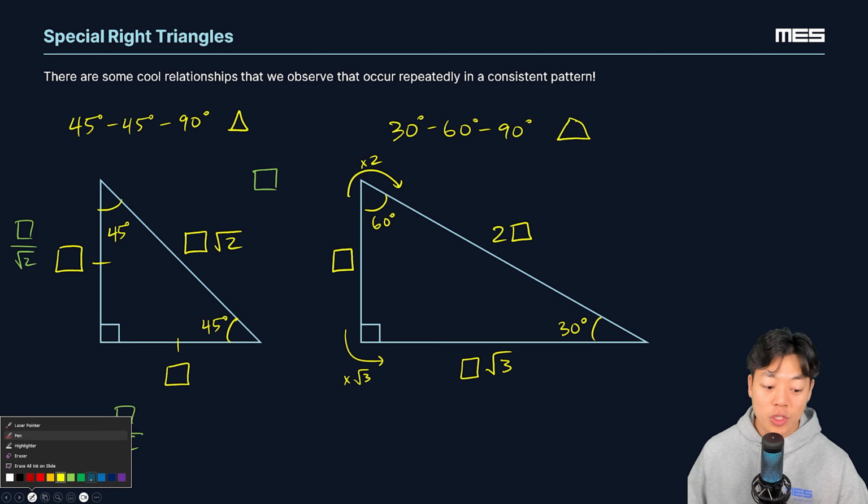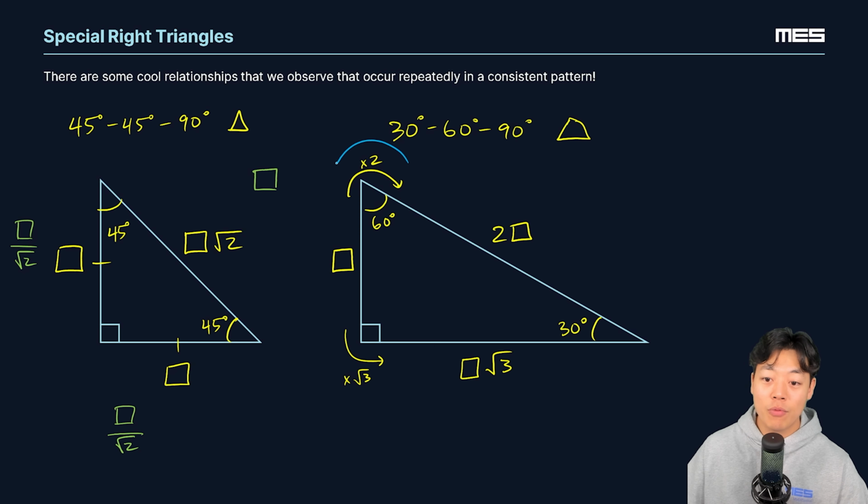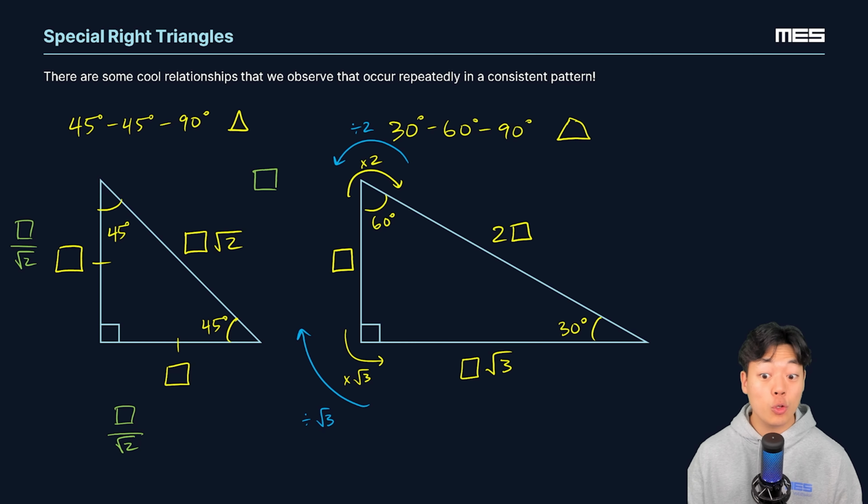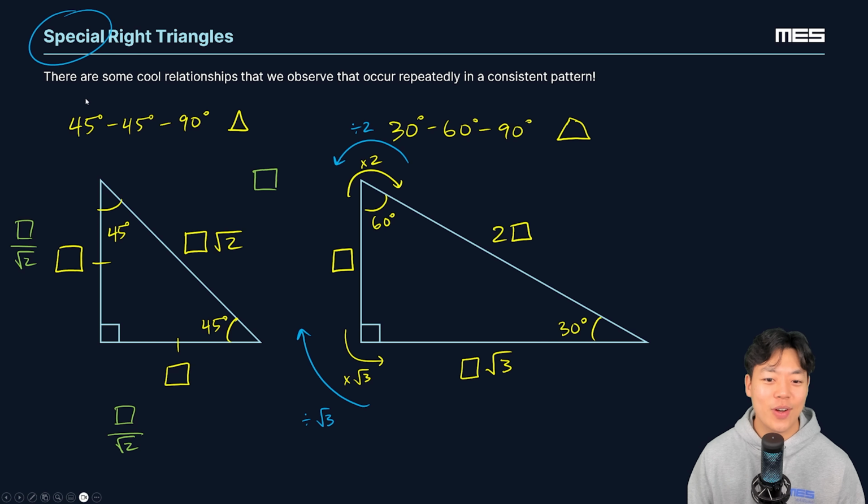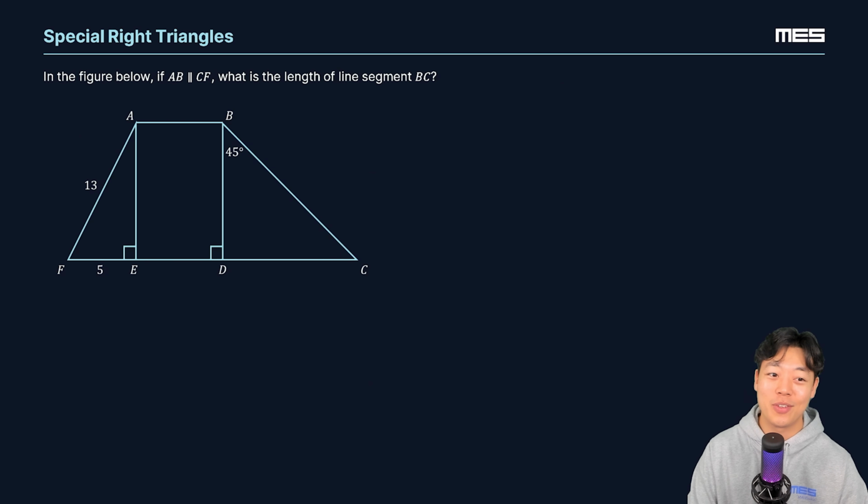So if we were to go in reverse, we would divide by 2, and in reverse, we would divide by radical 3. So if you know just one length of a 30, 60, 90 triangle, you are able to figure out the other two side lengths, which is pretty awesome. And that's what we call special right triangles. Let's solve some questions and problems that involve these special right triangles. It actually becomes really, really cool.